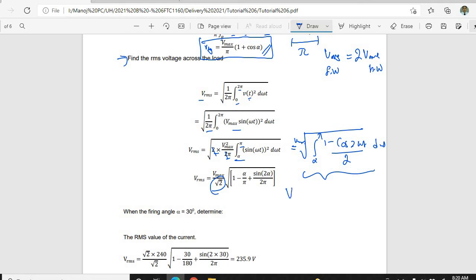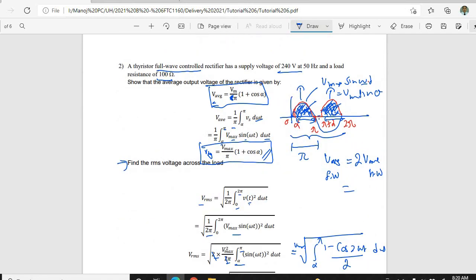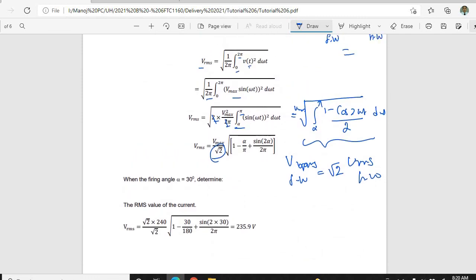If you compare the VRMS of the full wave and the VRMS of the half wave, the full wave is equal to root 2 times VRMS of the half wave. It is not doubled. Only the average is doubled, because it is obvious that here we are getting both half cycles, and here you get only root 2 times VRMS of the half wave.